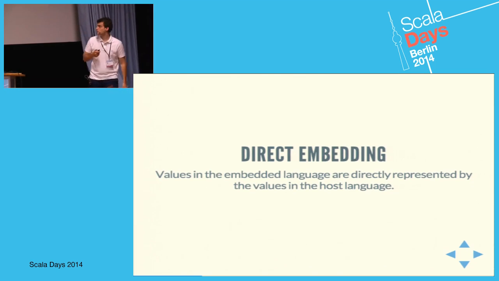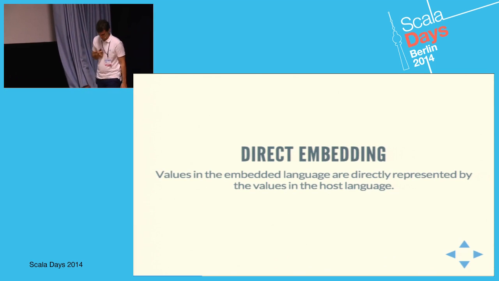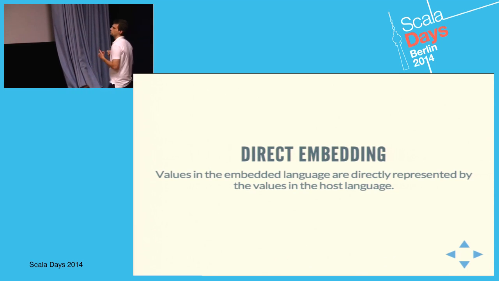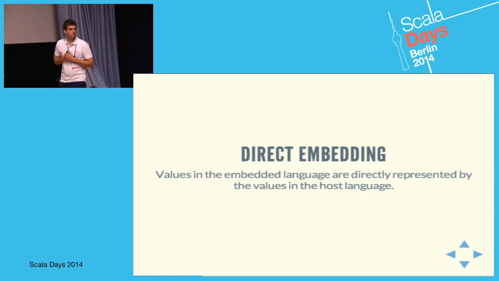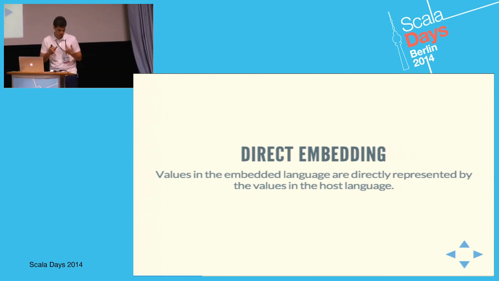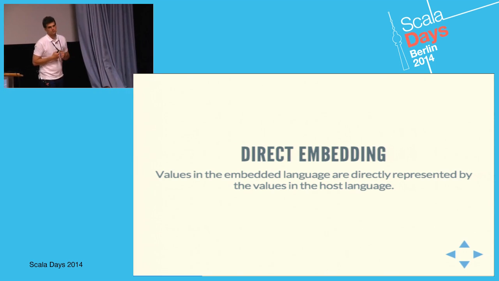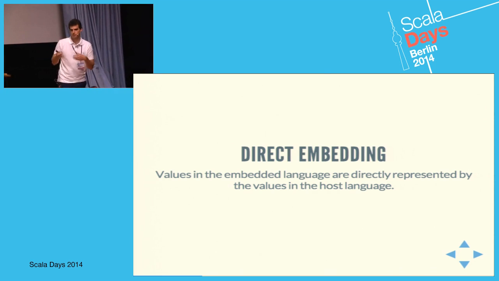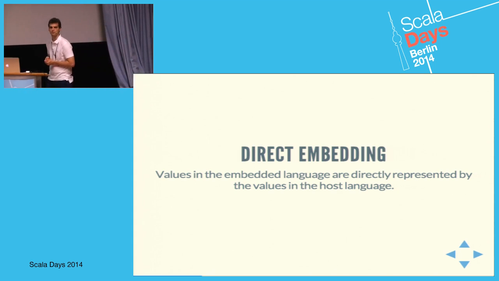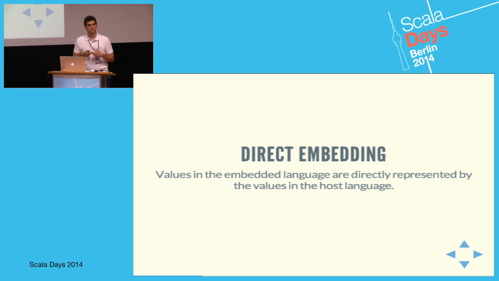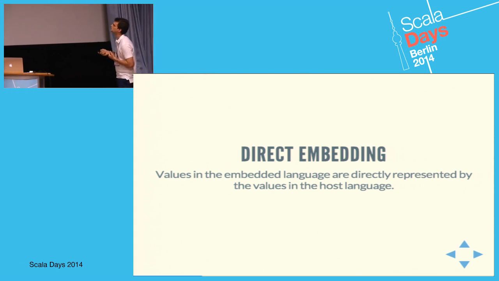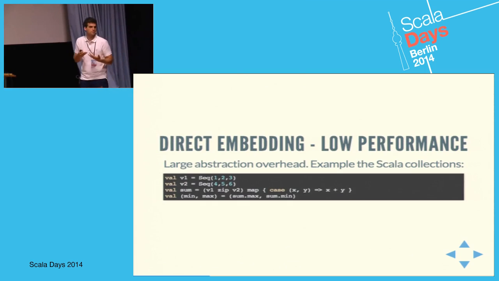The first approach that appeared was direct embedding. It is a concept where values in your DSL are directly represented by the values in your host language. In Scala, for example, this would be Scala collections. You map over ints and strings, so the values in the DSL are the same as in the host language. This is quite convenient and really easy to write. These are essentially just fancy libraries, and they solve the problem for the DSL authors.